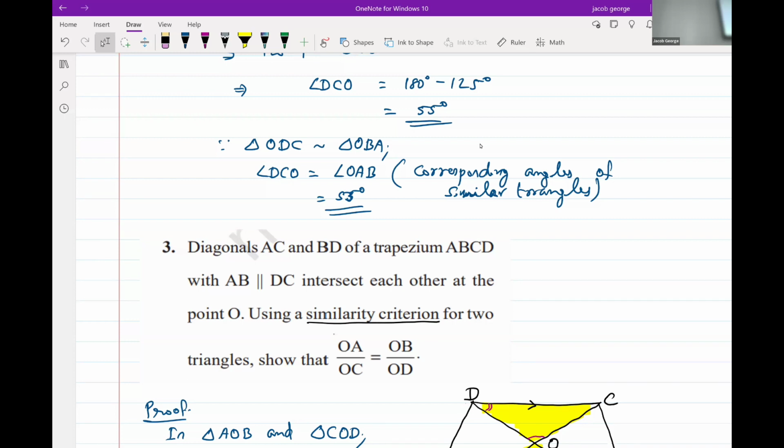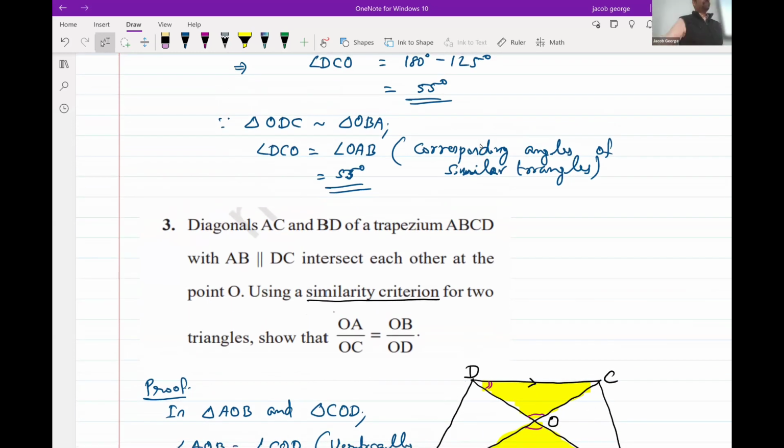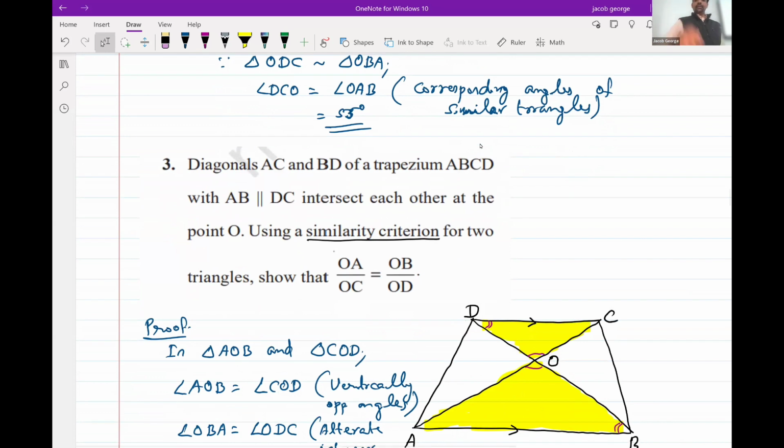So here we have to use a similarity criterion. By what similarity rule can we write the two triangles are similar? These are the two triangles. I just show the two triangles. Here it is trapezium. Trapezium means one pair of opposite sides are parallel. We can use alternate interior angles and all. Trapezium, these two sides are parallel. So here we have to take these two highlighted triangles. Can you see the highlighted triangles?